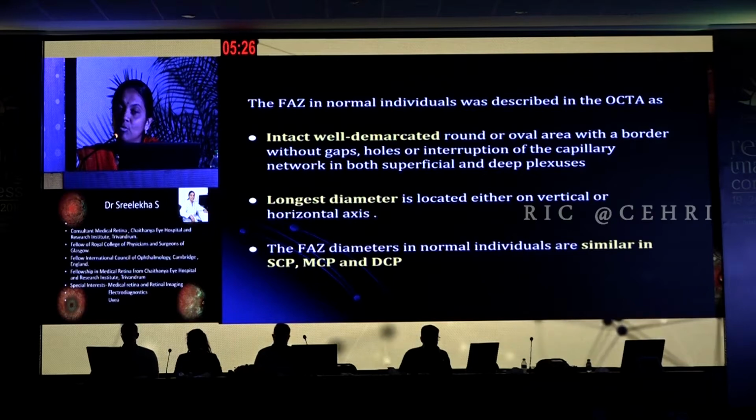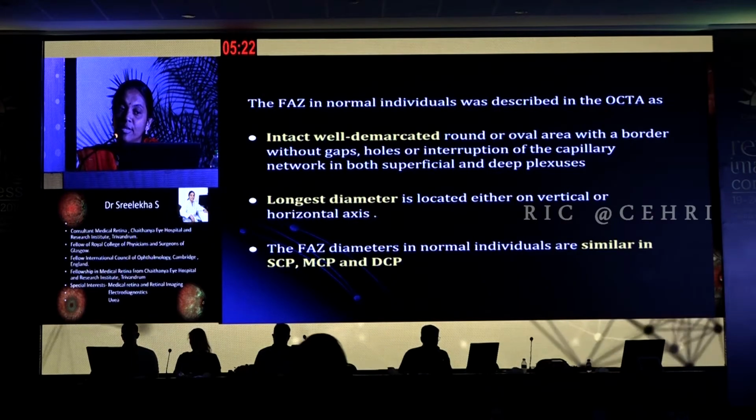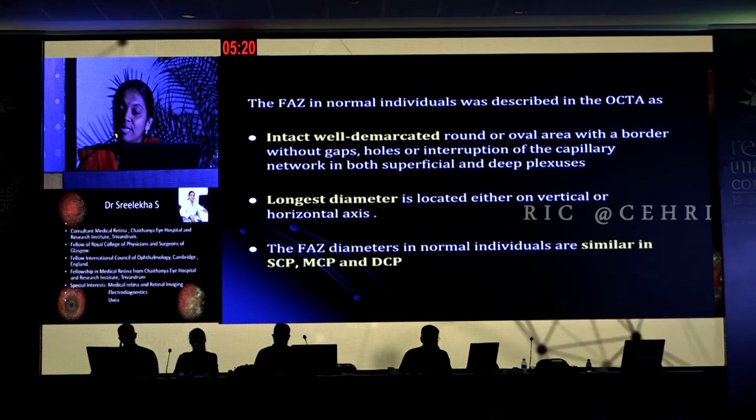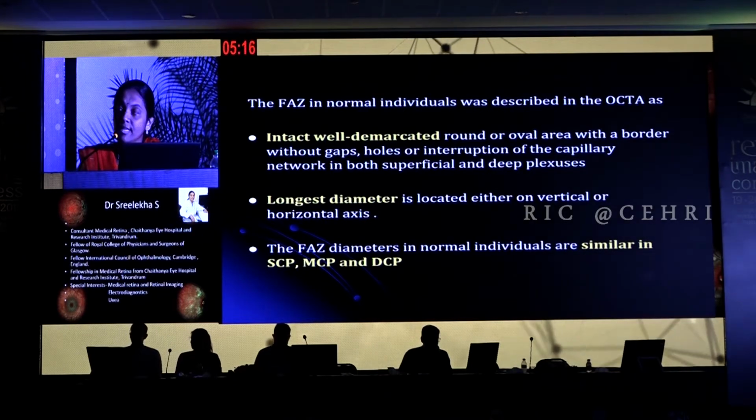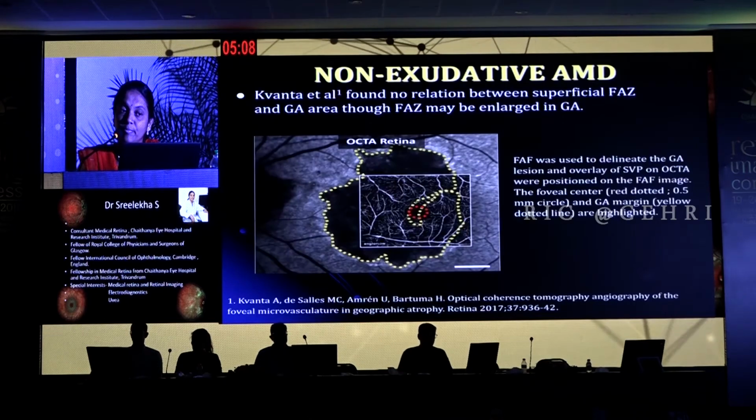The FAZ in OCTA in normal individuals is described as an intact, well-demarcated, round or oval area with a border without gaps, holes, or interruption of the capillary network in both the superficial and deep plexuses. Its longest diameter is located either on the vertical or horizontal axis. The FAZ diameters in normal individuals are similar in the superficial, intermediate, and deep capillary plexuses.